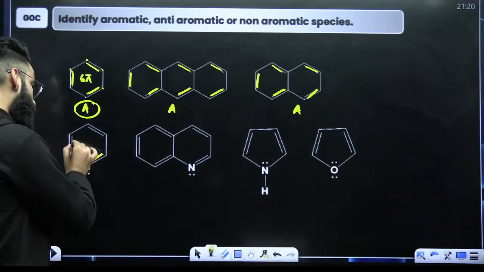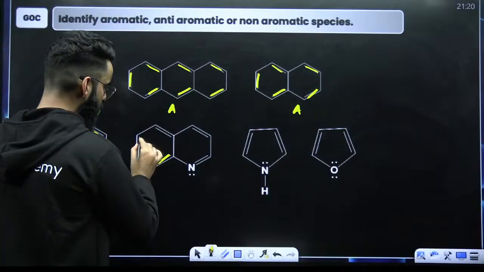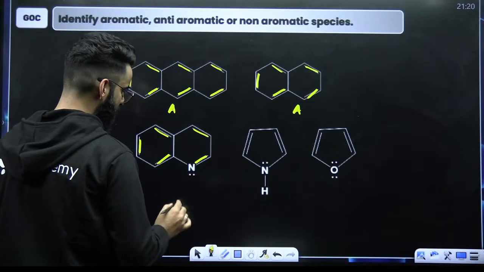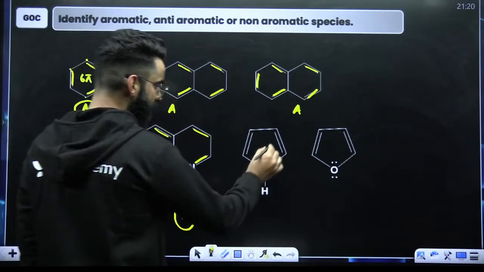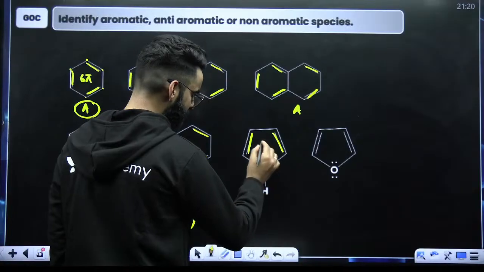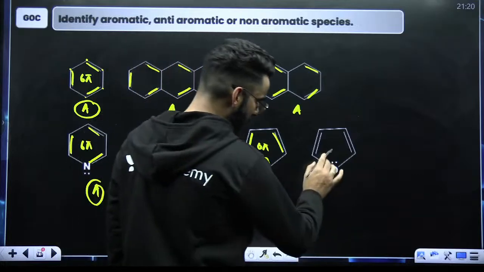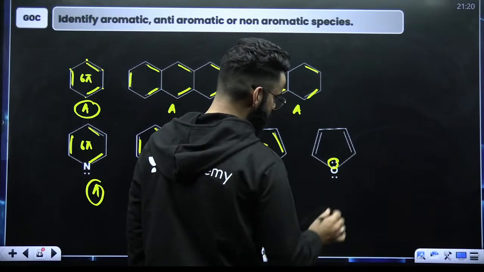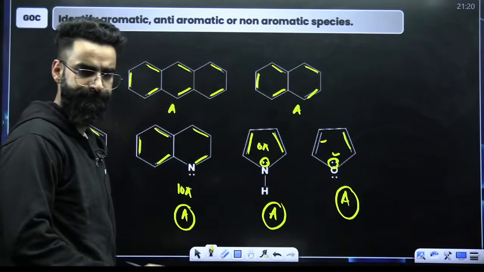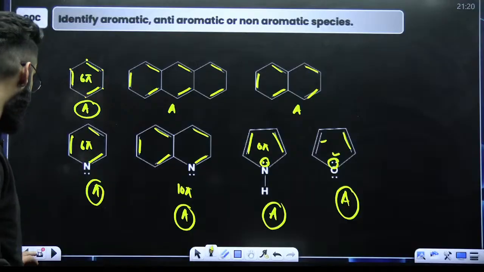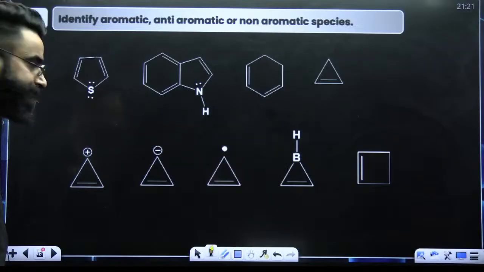If you look at this one, 2, 4, 6. 6 pi electrons, aromatic. 2, 4, 6, 8, 10. Right? 10 pi electrons. So this is also aromatic. Right? 2, 4, and this particular lone pair, 6. 6 pi electrons. So this is also aromatic. Now, among these two lone pairs, there is one lone pair that's in conjugation. So 2, 4, 6. 6 pi electrons, following Huckel's rule. So aromatic. So all here are aromatic, right?